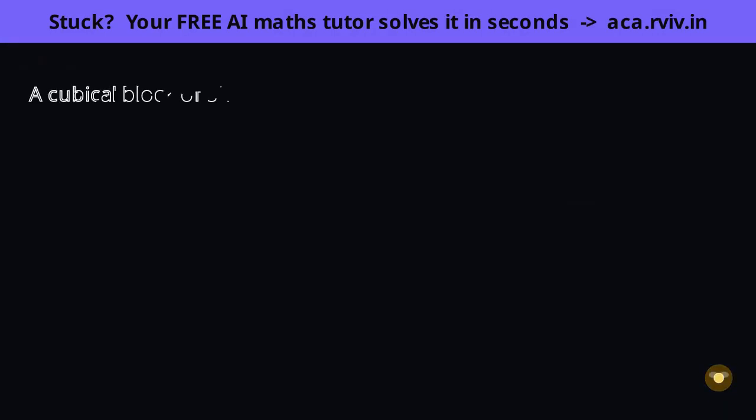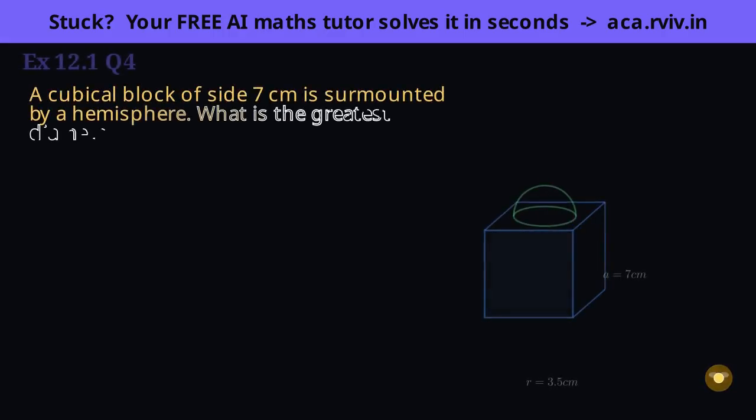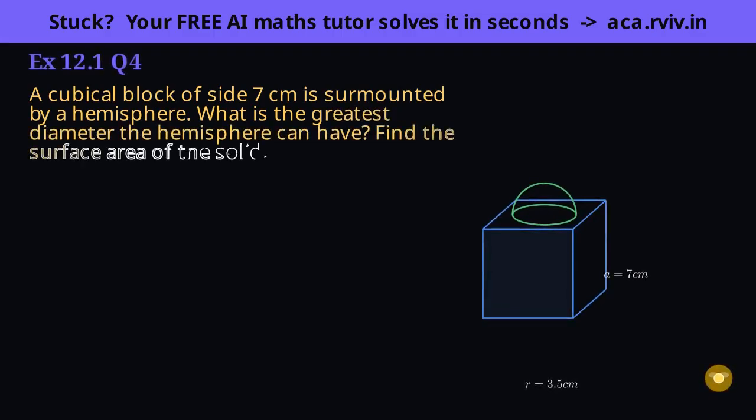How big can the dome be? Its circular base has to fit on the square face, so the widest it can stretch is edge to edge, spanning the whole face. First, the greatest diameter part. The dome's base is a circle sitting on the square top face. The largest circle that fits on a square spans the square edge to edge, so the biggest diameter equals the cube's edge, 7, which makes the radius 3.5.